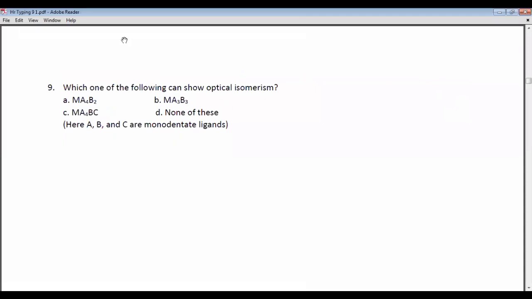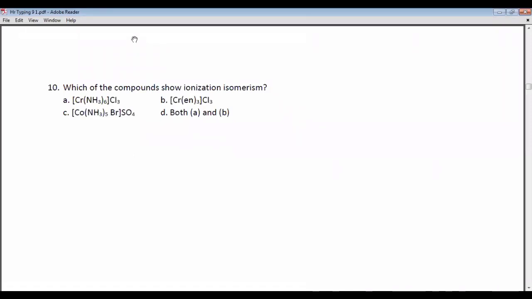Next question. Which of the following complexes can show optical isomers? MA4B2 is not able to show the optical isomerism. MA3B3 also not able to show the optical isomerism. MA4BC, sorry, this also can't show the optical isomerism. Okay. And actually the optical isomerism arises in MA2BCD. So the choice is 4, I think.